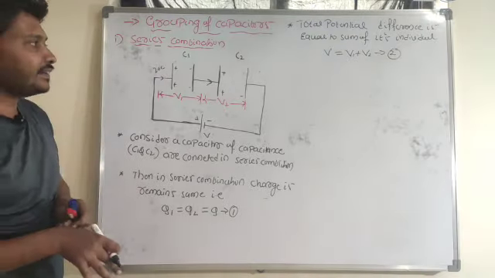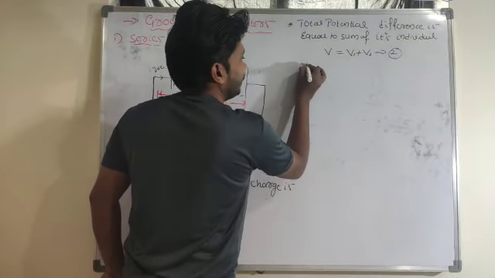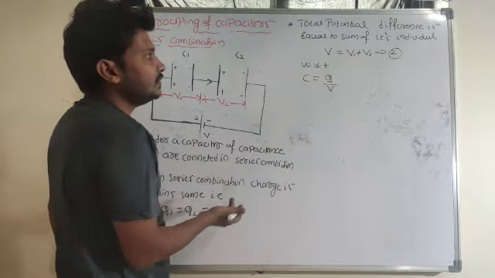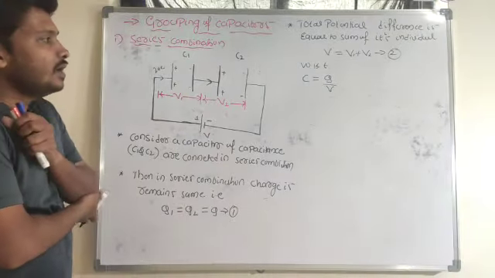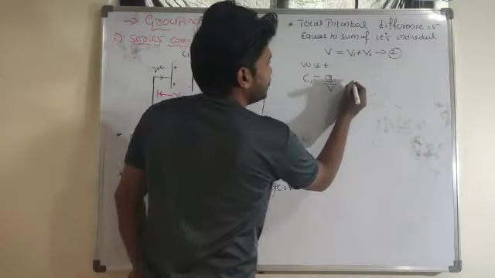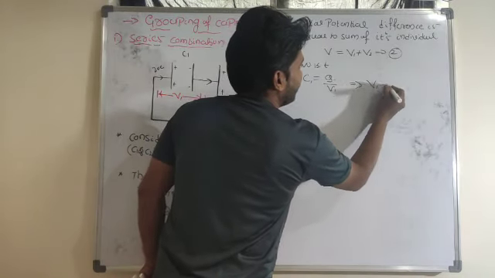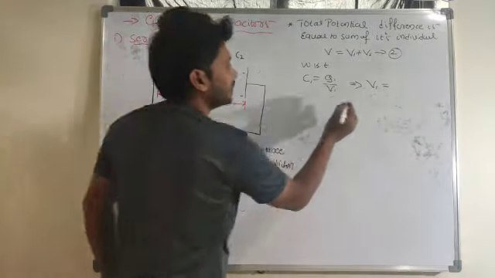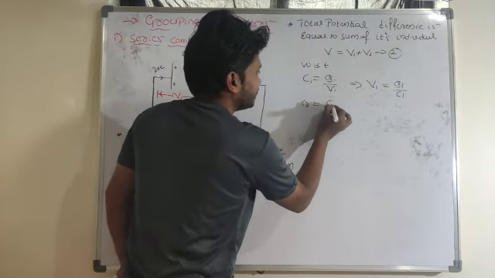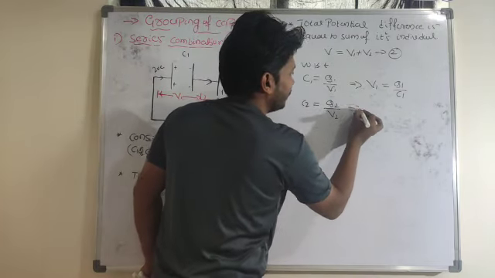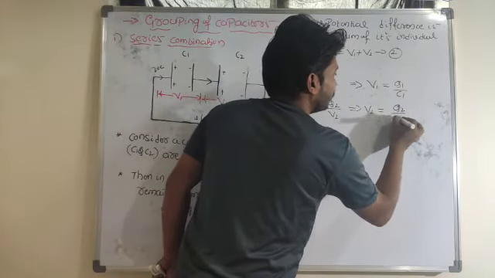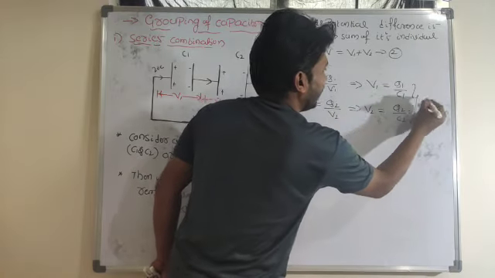Now let me consider the generalized formula for capacitance. We know that C is equal to Q by V. Shall I rearrange this equation? So C1 is equal to Q1 by V1, and rearranging, V1 is equal to Q1 by C1. In a similar way, C2 is equal to Q2 by V2, so V2 is equal to Q2 by C2. I got the V1 and V2 values.